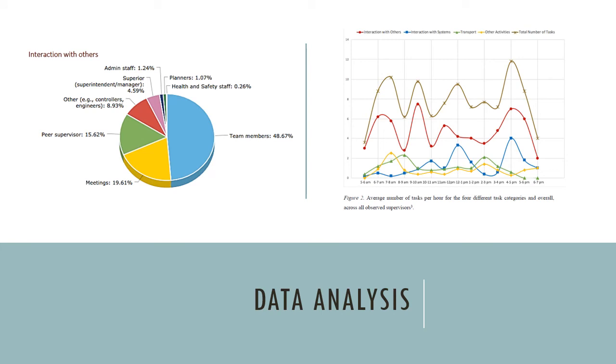Now, because we were able to get accurate timestamps, we were able to look into the supervisor's time and where it was accurately spent. So for example, on the left-hand side of the screen, you can see that with interactions with others, we were able to construct a pie chart with a breakdown of where their time was spent interacting with others and with whom. On the right-hand side of the screen, you can see that we were also able to map their tasks throughout their day across the different categories and note down when their highest workload peaks were.